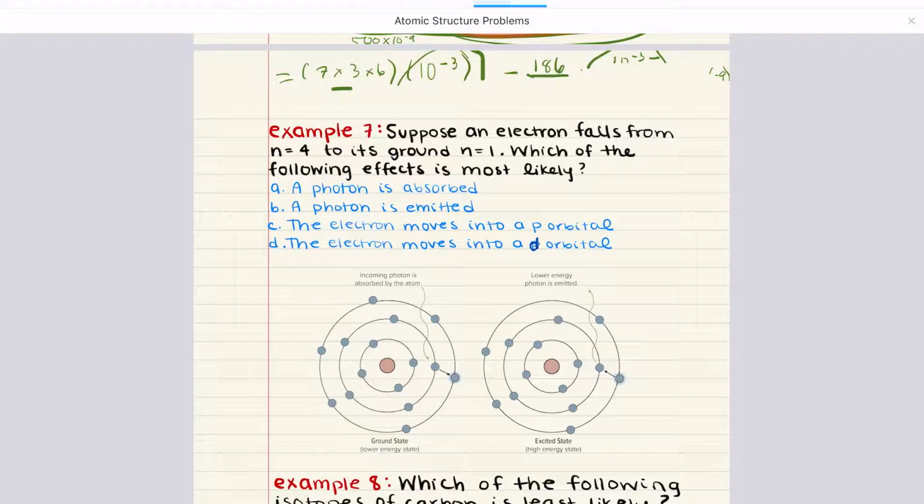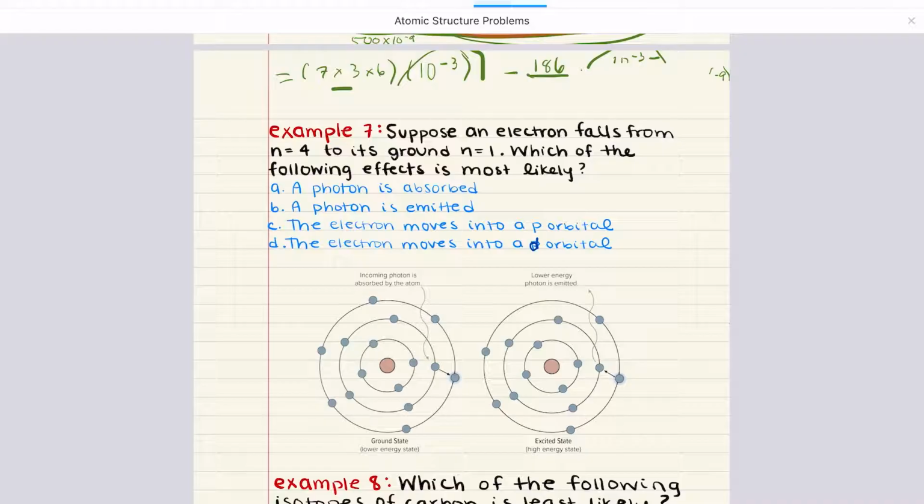All right, so when an electron transitions between energy levels in an atom, it's either going to absorb or emit energy in the form of photons. The energy difference between the initial and final states determines the energy and hence the wavelength of the emitted or absorbed photon. Some key concepts to remember from our lecture: when an electron moves from a higher energy level, an excited state, to a lower energy level, a ground state, energy is released in the form of a photon.